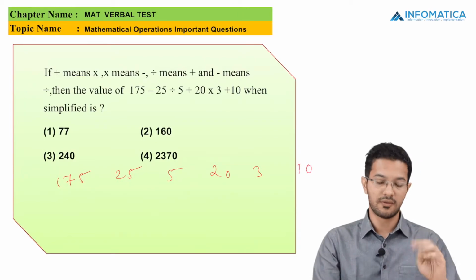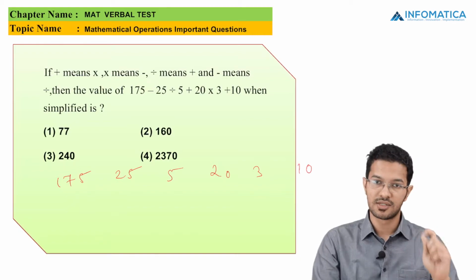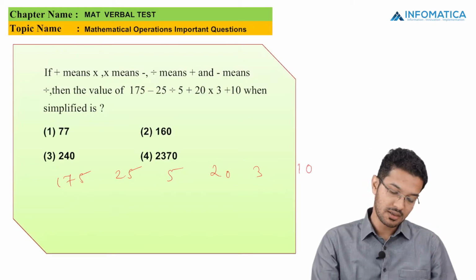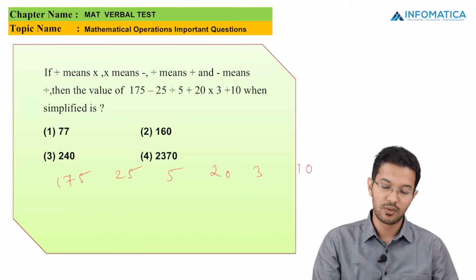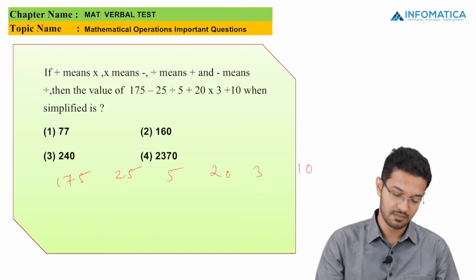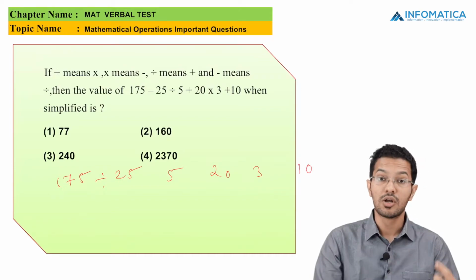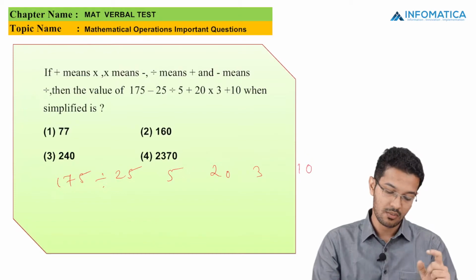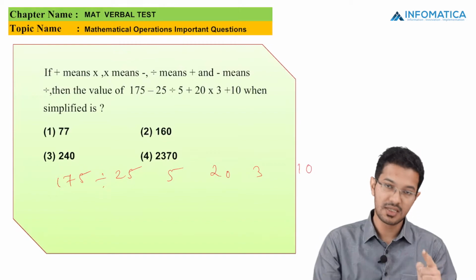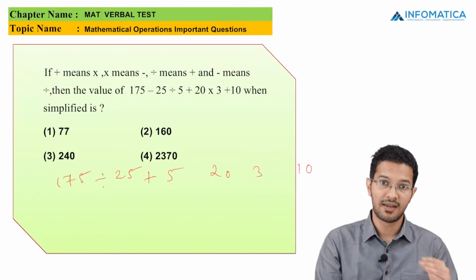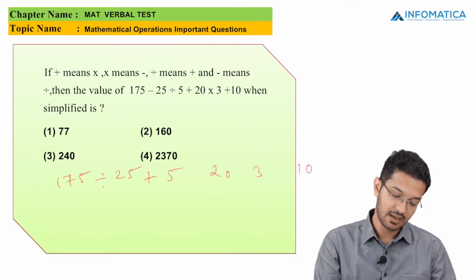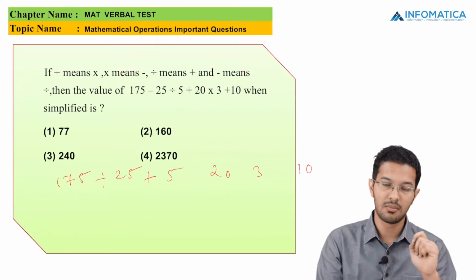So now we go for the first sign. So the first sign is subtraction. What can I write in place of subtraction? They have already told us that subtraction means division. Then between 25 and 5 I have been given the sign division. Now what does division mean here? Division means addition. Now I'm getting 5 and 20. Between 5 and 20 there is addition, so in place of addition I will write multiplication.